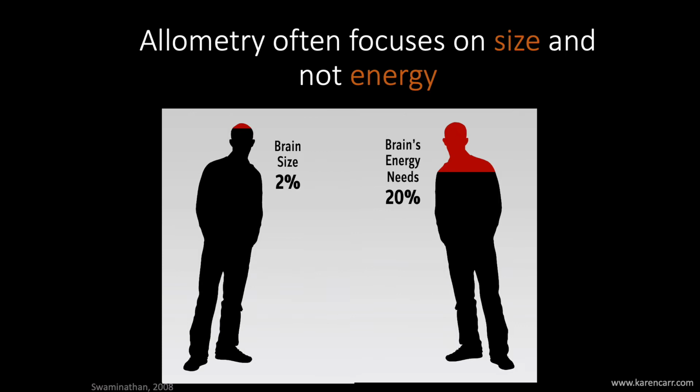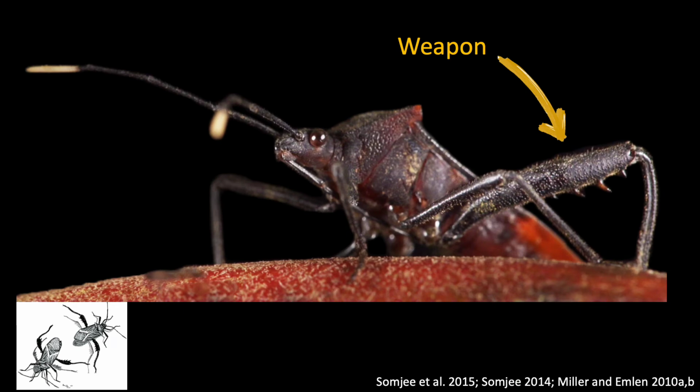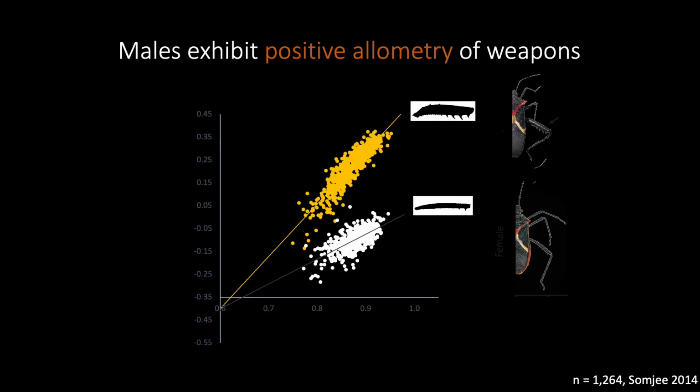So how does energy scale with sexually selected trait size? I first applied this energetic perspective to the heliconia bugs, where males invest in large hind legs modified as weapons in competition for mating opportunities. In this species, males exhibit positive allometry of weapons. Large males invest relatively more in weapons compared to small ones.